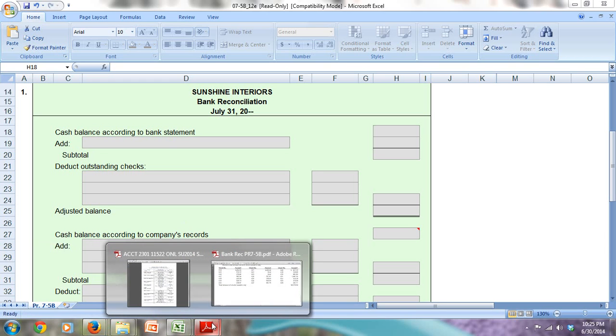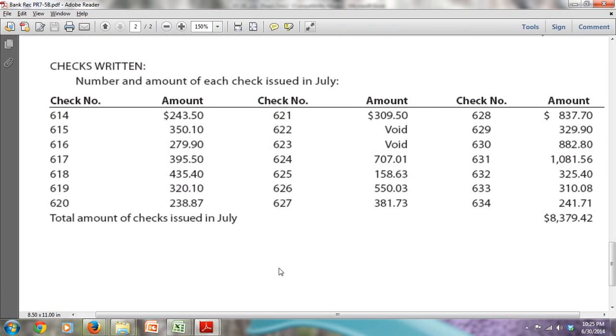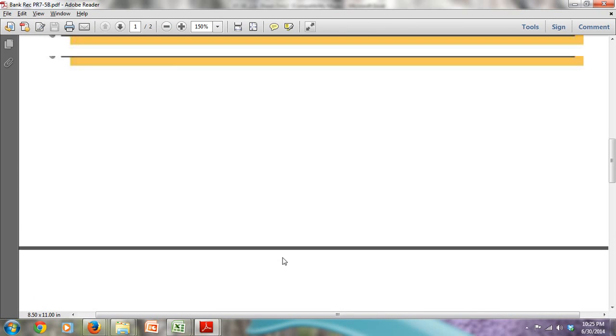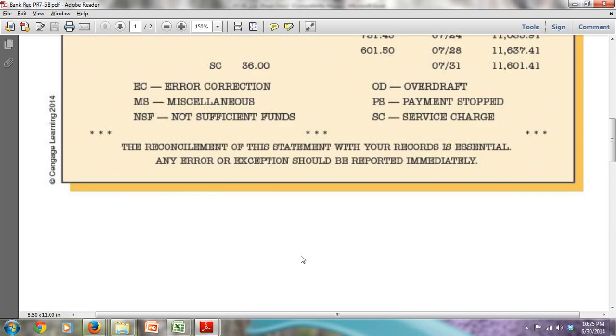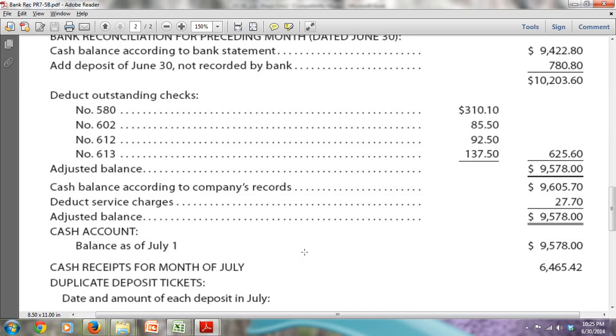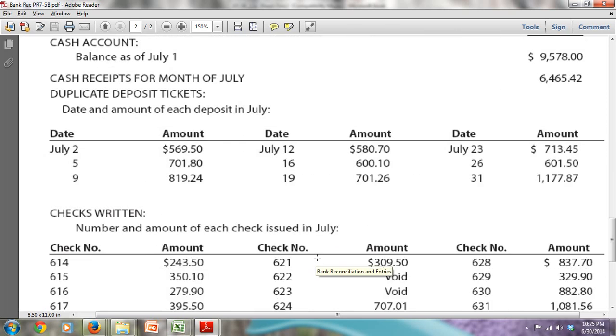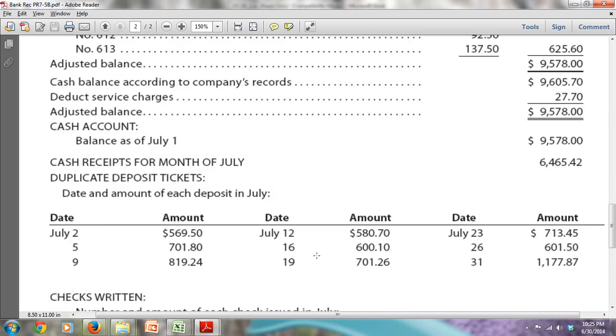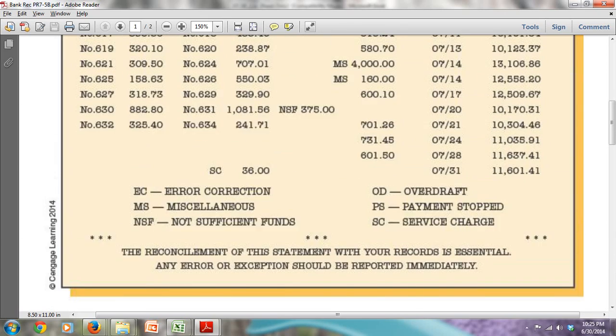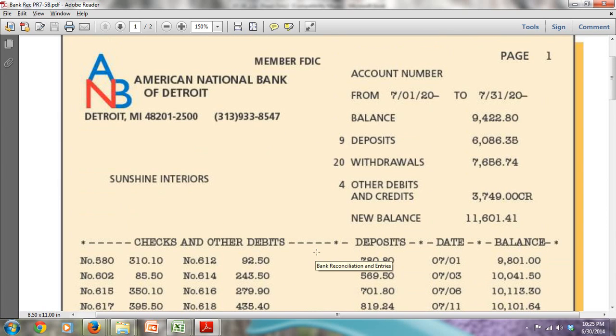So here we go. We've got a couple of things here. I did a little PDF for you of the two pages of information that are in your book. So if you have the book, you can just open to page 357. This is the information that'll show up on page 357. It's the company records information. And then on the very next page, page 358, you'll see the bank statement. So that's the bank records, and then we have the company record stuff.